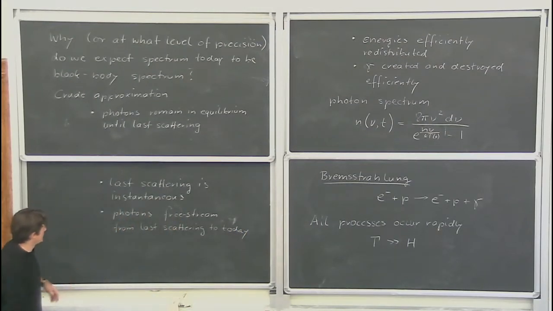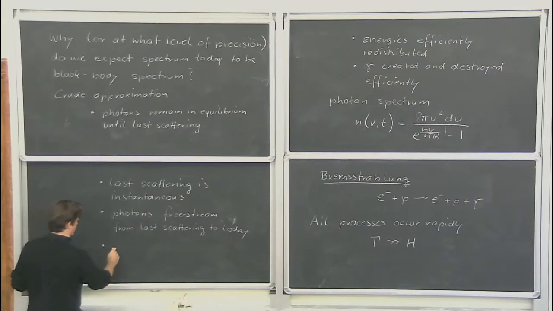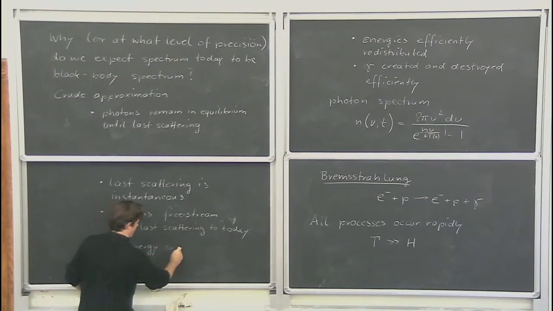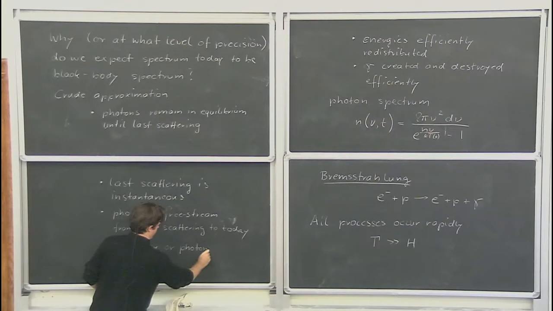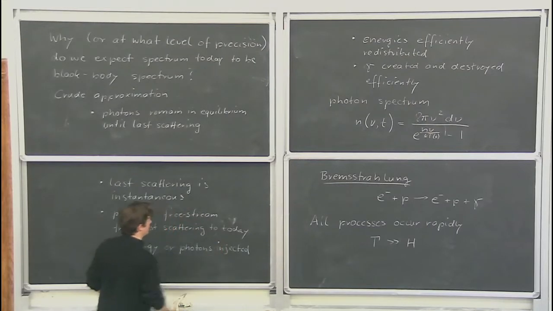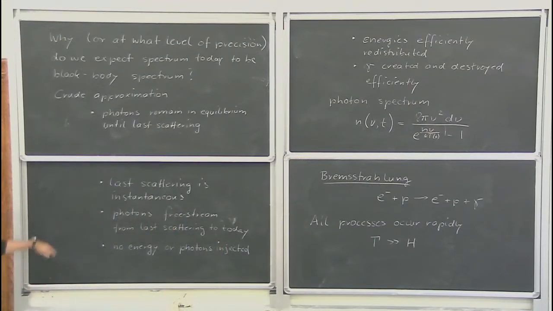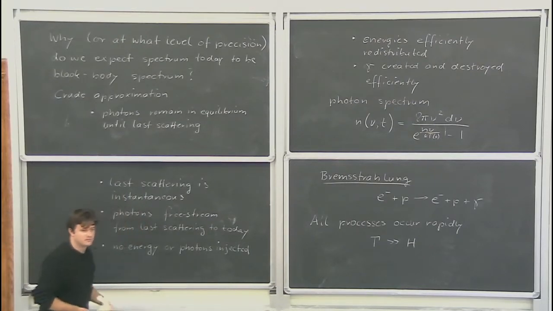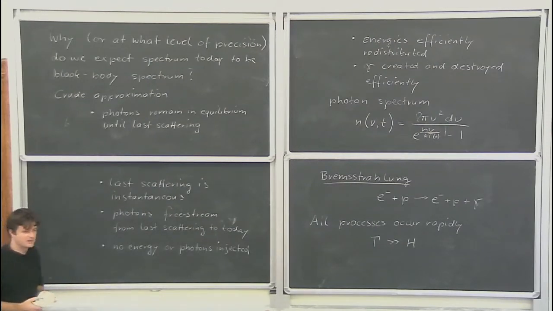And one last assumption we'll make is that there's no energy or photons injected into the medium. And none of these are really true, but we'll be able to do better as we go along. But it's a good zeroth order description of the process. So the photons are essentially in thermal equilibrium until last scattering, and from then on they just free stream to the present. And so now we'll try to understand why in this picture we expect a black body spectrum. Does that make sense? And then we'll systematically do better.